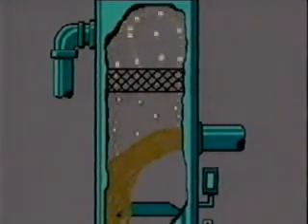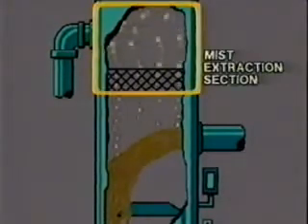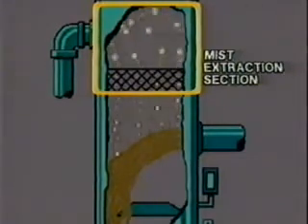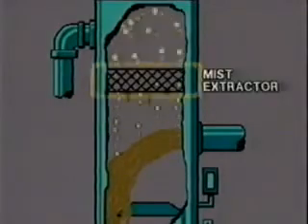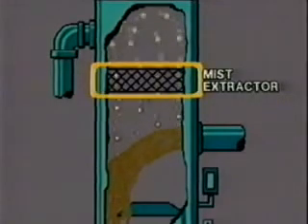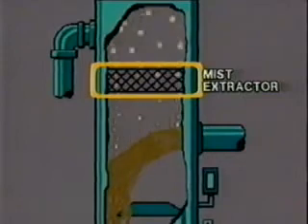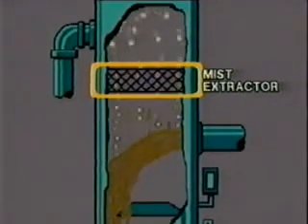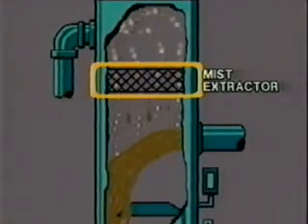Before the gas leaves the vessel, the mist extraction section removes the very small droplets of liquid in a final separation step. The mist extractor can be a series of vanes, woven wire mesh pad, or a special chamber called a cyclonic passage. More recent designs use the woven wire mesh pad.